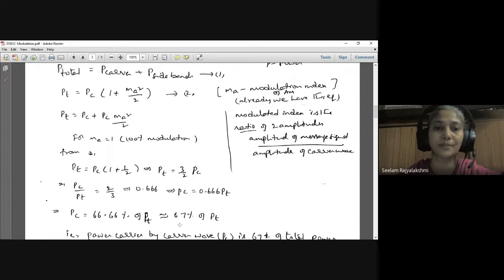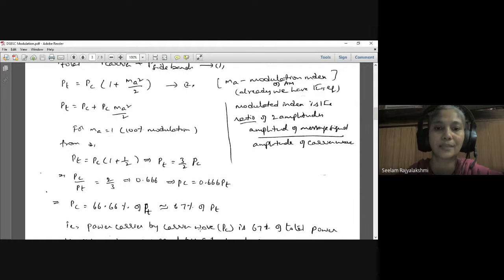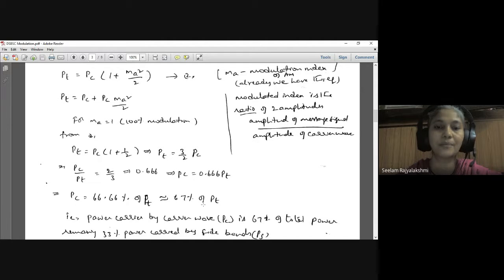66.66%, almost equal to 67% of total power. So the power carried by the carrier wave is almost 67% of total power, but the remaining 33% is power carried by the side bands. The whole message is in the side bands only, but we do not have any message signal in the carrier wave. So that's why we are suppressing this carrier wave.